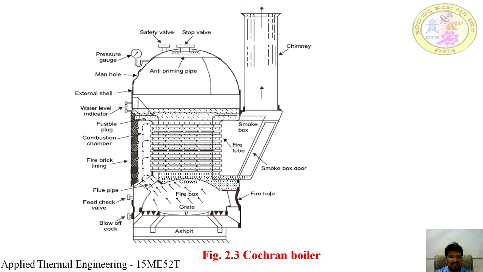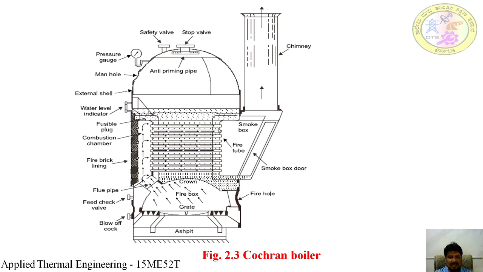Once the tube gets heated, heat is transferred to the water by means of convection. Once the heat is transferred, the water starts evaporating and generating steam. That steam is collected at the top of this hemispherical drum, where the wet steam is converted into dry steam and then superheated steam.